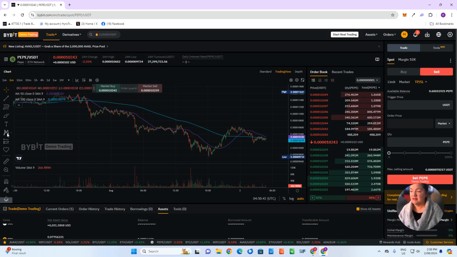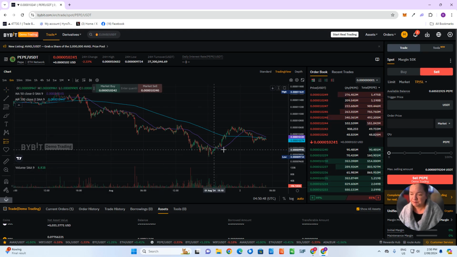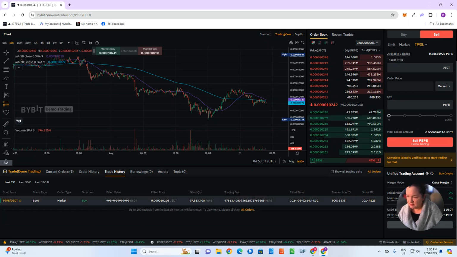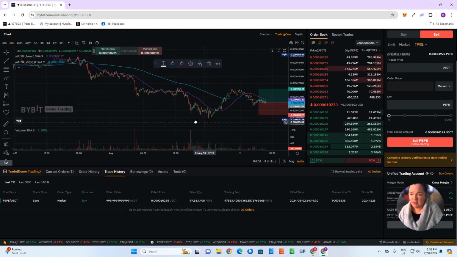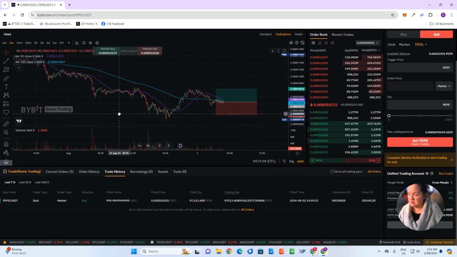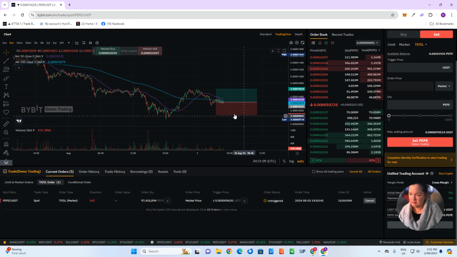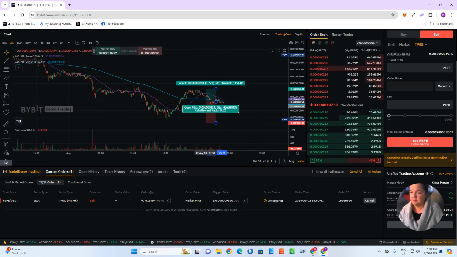Perfect. The easiest thing I do is add my position on here so you can see it. It's a long position. And if you look under trade history, we just bought it. Fill price 102.55, close enough for me. And then my stop loss is down here. Stop loss is 96.30, close enough. Perfect.